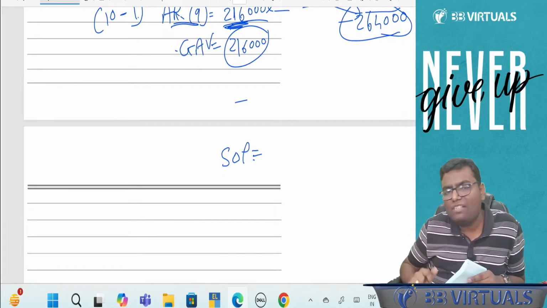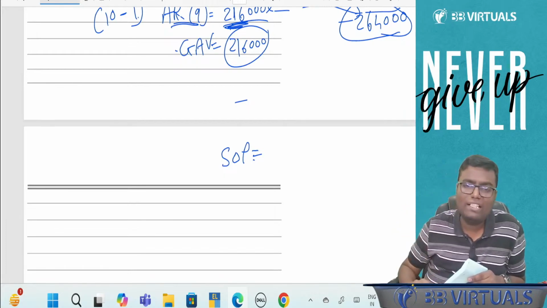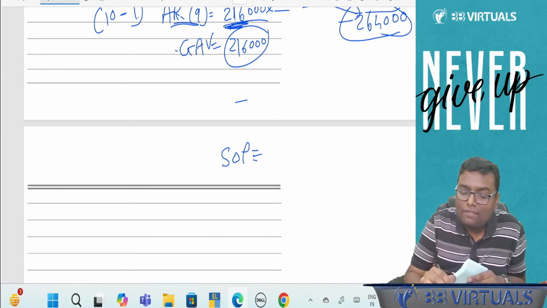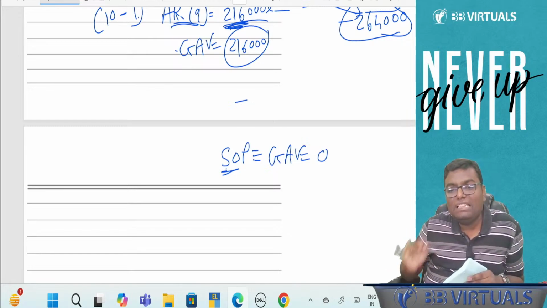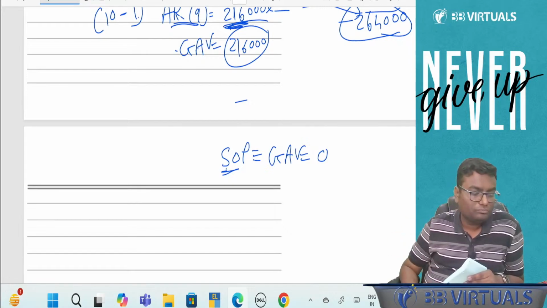Now, can I say if the property is a self-occupied property, that means I'm staying in that property. What benefit am I deriving from that? What monetary benefit am I getting? Nothing. And that's why for self-occupied property, gross annual value is zero. For self-occupied property, GAV is zero. Always zero. You don't need to calculate.